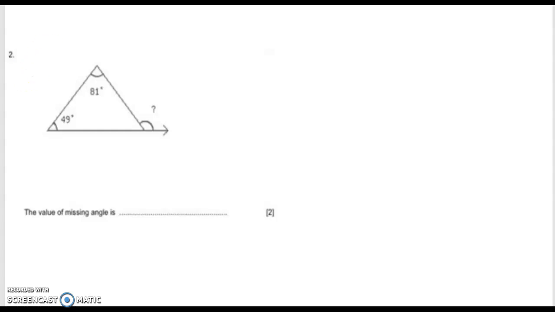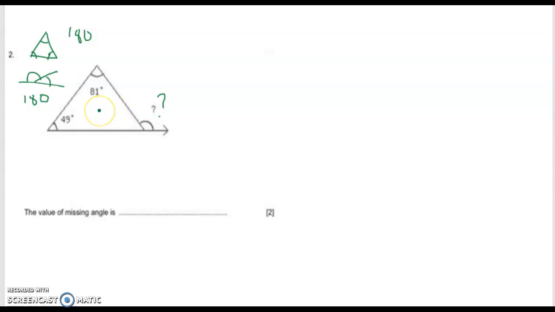Here you must know two important facts about triangles, about the angles in triangles and angles on a straight line. The one fact is that when you add all the angles inside the triangle, it will be equal to 180. This is one fact. And the other fact is that when you add all the angles on a straight line, it is also equal to 180. With that, it's actually very easy to find the angle that they are asking.